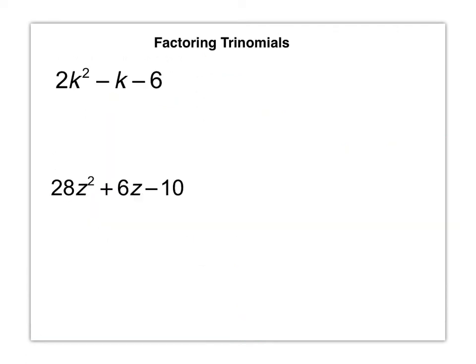Let's factor 2k squared minus k minus 6. This is a trinomial, but it's not considered a simple trinomial because the leading coefficient a is something other than 1. So let's use the AC method to factor this trinomial. Remember that the AC method first involves taking the value of a, which is 2, and multiplying by c. So that is going to give you 2 times negative 6, which is negative 12.